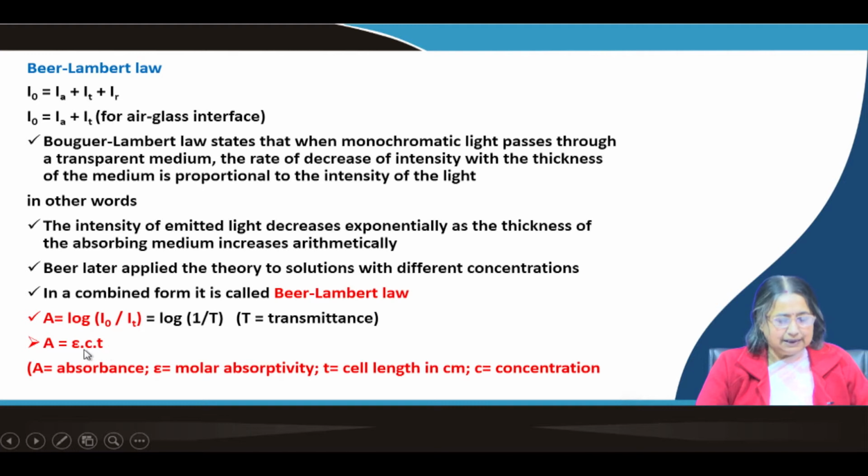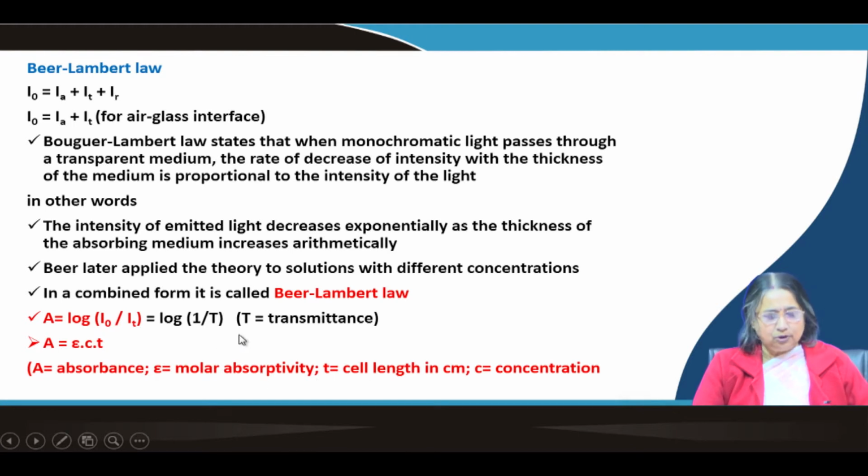So, what is C, what is T, and what is epsilon? T is the thickness, it is not time. T usually we mean time, but here it is thickness, and C is the concentration. This is coming from Beer, this is coming from Lambert, and then epsilon is a constant. It is called molar absorptivity or absorptivity, depending on how you express the concentration. Previously the name was extinction coefficient, now it is called absorptivity.